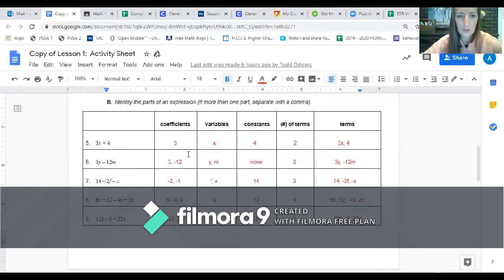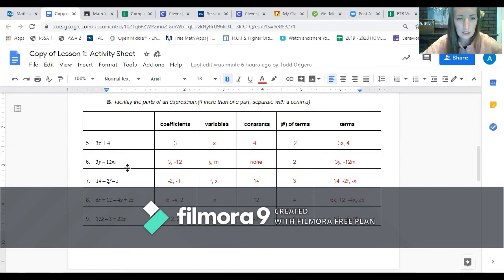So anyway, for the first question, 3x plus 4, our coefficient is 3. The variable is x. Our constant is a 4. Really, it's a +4, but we don't have to put the plus sign. Number of terms, 2, and they are 3x and 4. Once in a while, I would see people list the 3, the x, and the 4 as separate terms, but the 3 and the x go together and they count as one term. So 2 terms, one of them's 3x and one of them is 4.